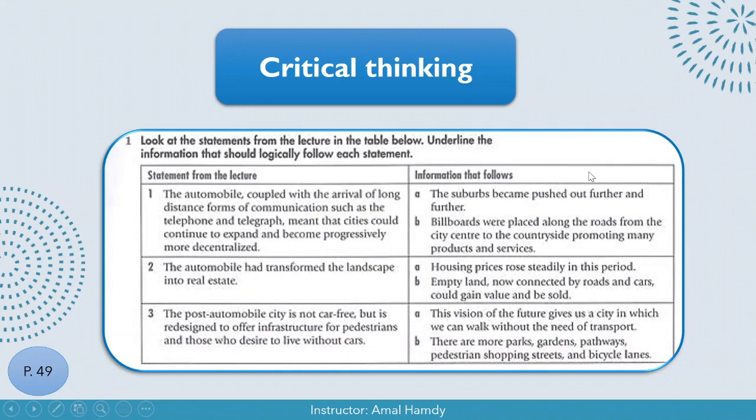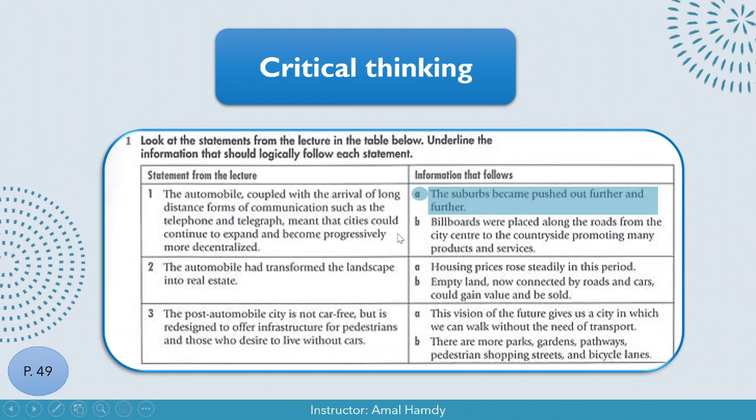And now we have the exercise that I told you about, the one that depends on critical thinking. So the first sentence that we have, the automobile coupled with the arrival of long-distance forms of communication, such as the telephone and the telegraph, meant that cities could continue to expand and become progressively more decentralized. So which of the following sentences would follow this sentence logically? A. The suburbs became pushed out further and further, and B. Billboards were placed along the roads from the city center to the countryside promoting many products and services.